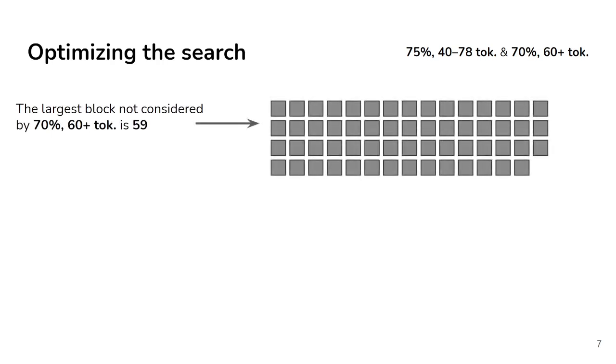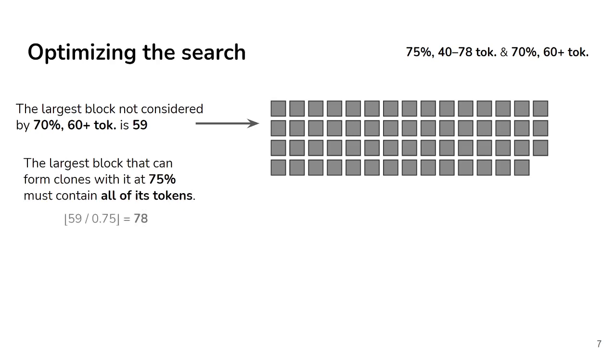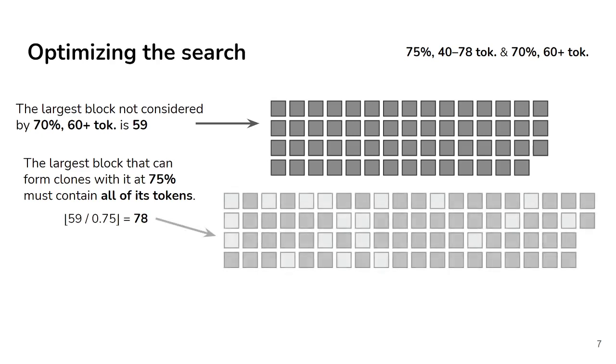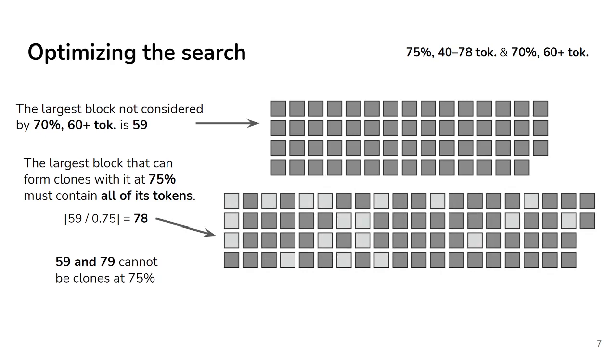Still, it is possible to find an upper limit, it just needs to account for the most extreme cases. The largest block that will not be considered by the next search, with a lower threshold of 60 tokens, is, naturally, 59 tokens. All fragment pairs where both fragments are larger than 59 will be detected by the next search. The largest block that can form clones with it at 75% must contain all of its tokens. We can calculate that it will be 78 tokens. Pairs of 59 and 79 tokens do not need to be considered because they cannot be clones at the similarity threshold of 75%, and pairs of 60 and 79 tokens do not need to be considered because they will be found in the next search if they're clones.